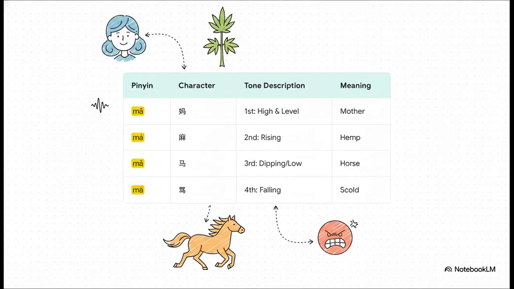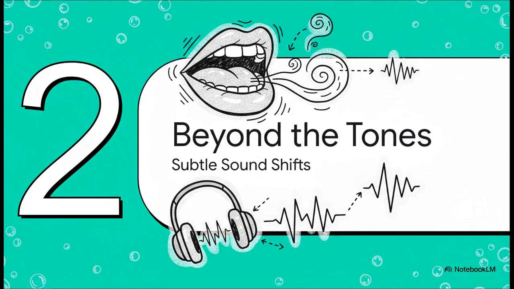This right here is the power of tones in action. Let's take the classic example, the syllable ma. With that high flat tone, mā, it means mother. Change to a rising tone, má, and now you're talking about hemp. With that dipping tone, mǎ, you get horse. And with the sharp falling tone, mà, it means to scold. One sound, four completely different worlds. It's wild. But, as absolutely critical as tones are, they aren't the only pitfall you have to watch out for.